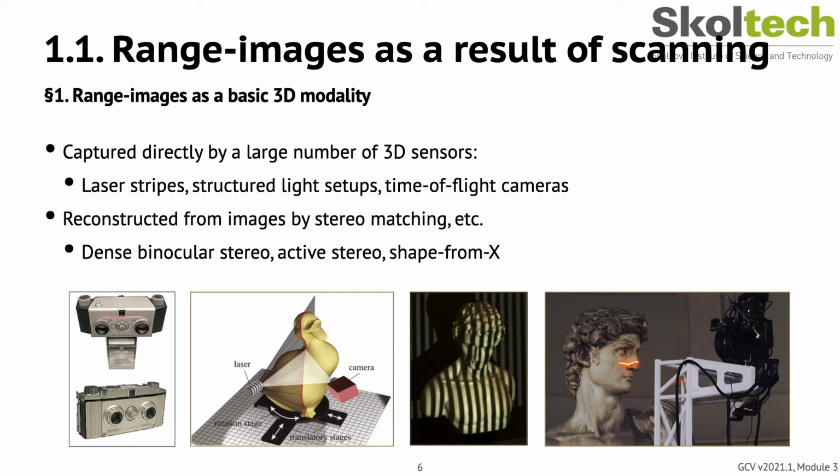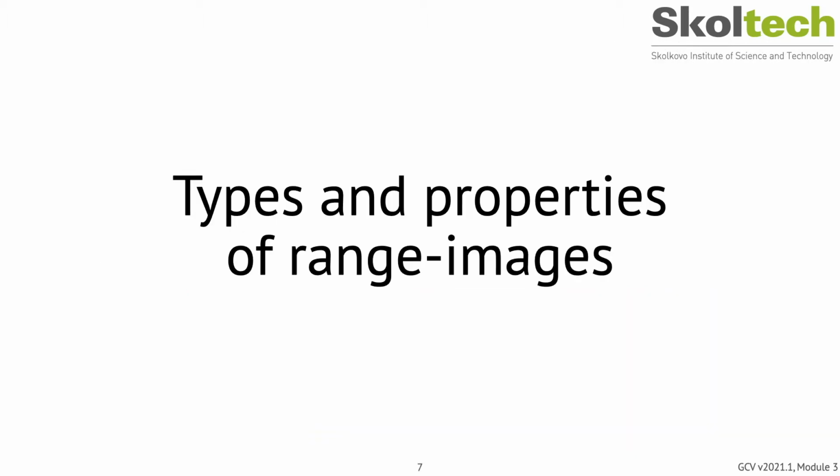They are also the result of the state-of-the-art multi-view stereo matching methods, such as binocular stereo or active stereo, and also shape from focus or defocus, and so on. To this end, dense 2D range images are arguably the most frequently obtained data modality. Let's view some of the types and the properties of range images.